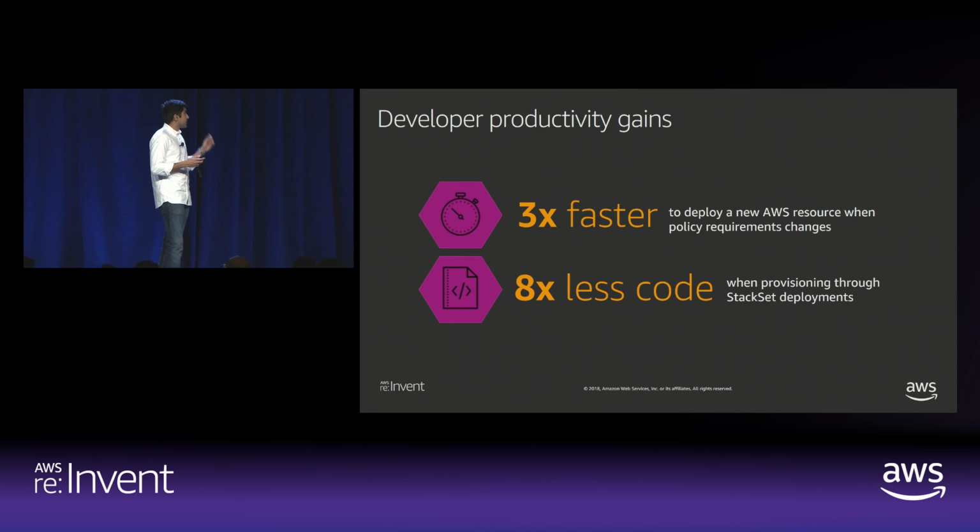And in conclusion, leveraging AWS CloudFormation StackSets resulted in significant developer productivity gains for the team. If policy requirements change and we had to configure a new AWS resource, we were able to do so 3 times faster. This means that we had 3 times more time to work on features which brought value to customers instead of configuring AWS resources on accounts. And as I mentioned previously, the code that we had to write in having to configure an AWS resource was reduced by 8 times.